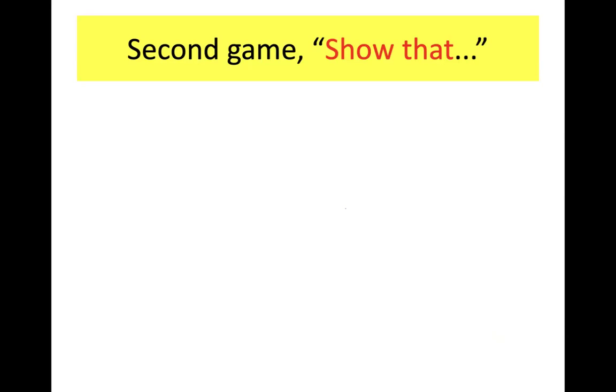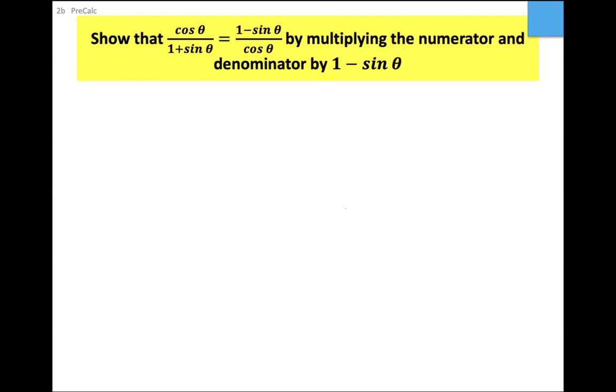The second game is the show that game. So the second game, here's how this is done. They would be given a scenario. Here's a problem. It says show that cosine theta over 1 plus sine theta is equal to 1 minus sine theta over cosine theta. And then, luckily for you, it tells you exactly how to do it. It says by multiplying the numerator and the denominator by 1 minus sine theta.